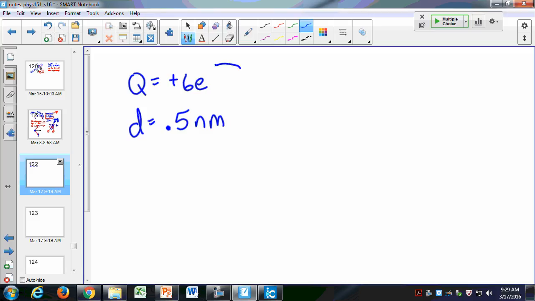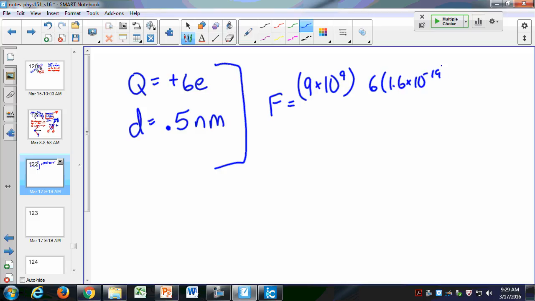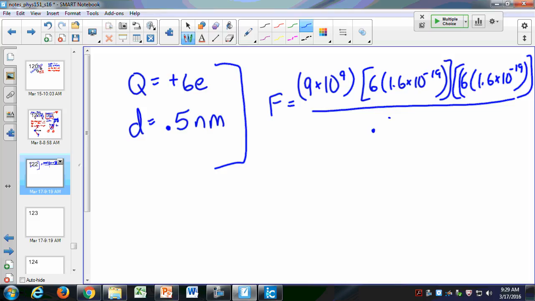But it is a useful thing to do if you're dealing with charges and you need to know the forces between them. Later we'll talk about forces and how they're related to the transport of charges in the body. Here, to find the force between these two carbon atoms, I would have 9 times 10 to the 9th, that's our Coulomb's constant. Then Q1 is 6 times 1.6 times 10 to the minus 19, and Q2 is also 6 times 1.6 times 10 to the minus 19. Then I divide by the distance squared, half a nanometer.